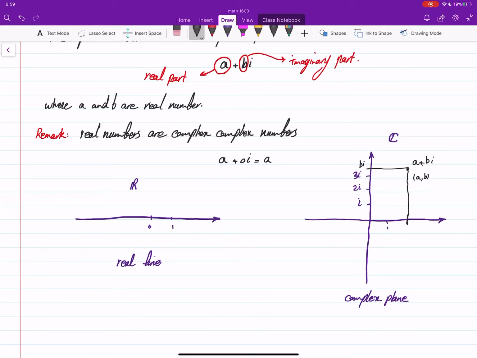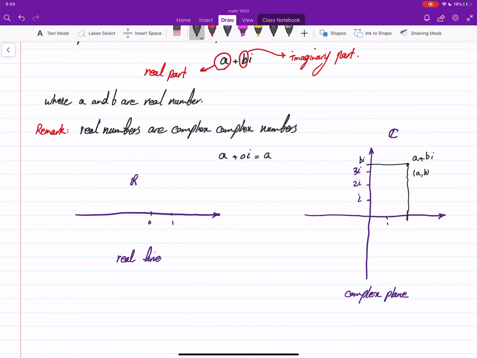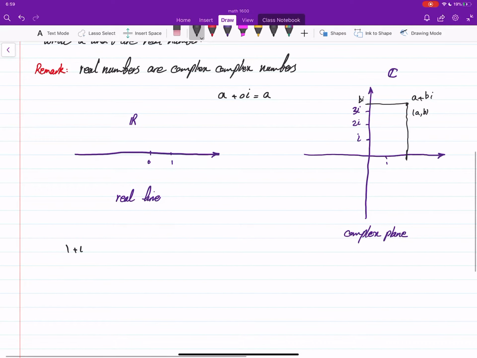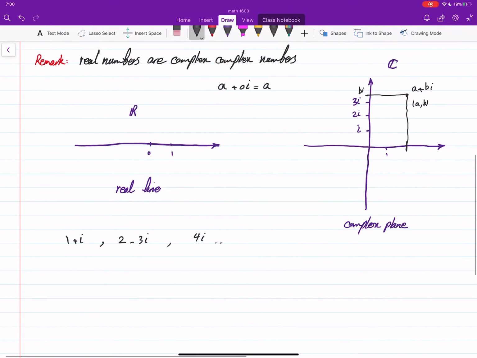Very nice. For example, you can have numbers like 1 plus i, or 2 minus 3i, or just 4i, and so on. So these are the complex numbers. But the important thing about the complex numbers is that we can do all the operations that we had for real numbers here for the complex numbers.